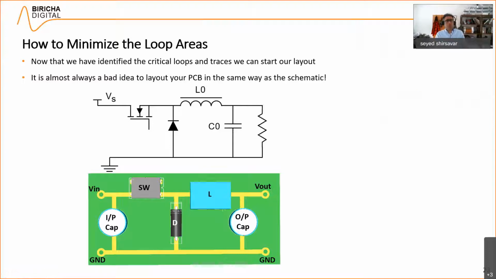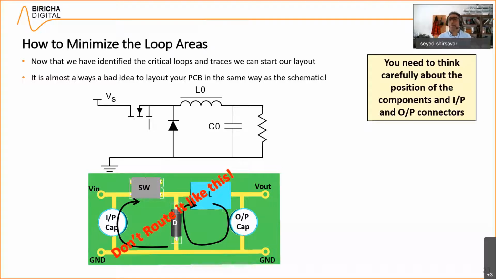Okay, how will we lay it out? Now that we know which loops are bad, this is really bad, this is really, really bad, this is really bad, right? It's almost always a bad idea to lay out anything just as you see it on the schematic. So if that is your schematic, please don't lay it out like so, because you will have a massive loop here, that is the switch and the diode, and you have another massive loop here, that's the diode and the inductor, and this will cause you pain. Okay? We need to think carefully about positioning the components, rotating them around, and see what we can do in order to minimize the critical routes.